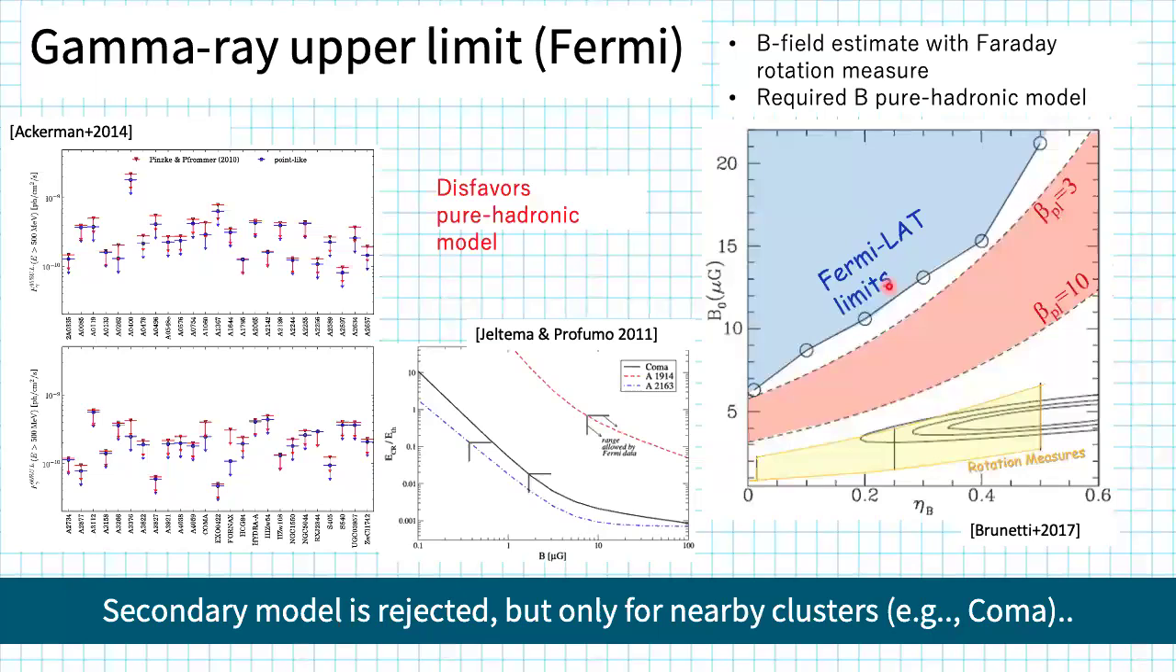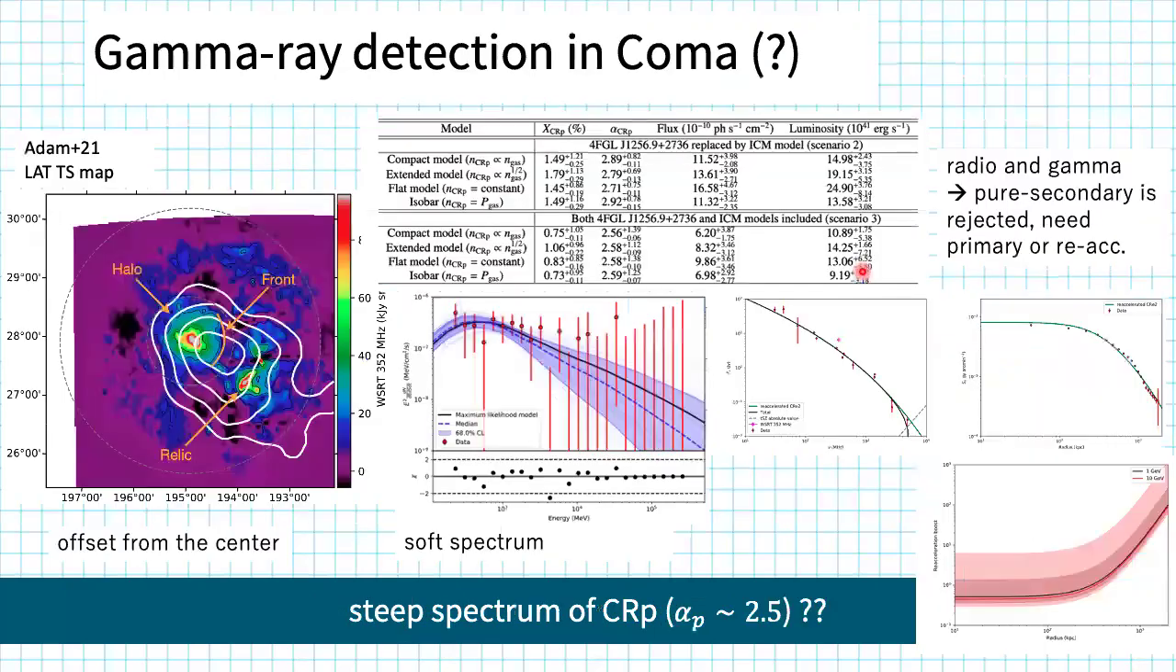But if there is a strong constraint on the gamma ray and also very bright radio emission, then we need a very strong magnetic field to explain radio emission in the hadronic model. So this is a big gap between the gamma ray observation and radio emission. So basically, this suggests that the secondary model has difficulty explaining radio emission in galaxy clusters.